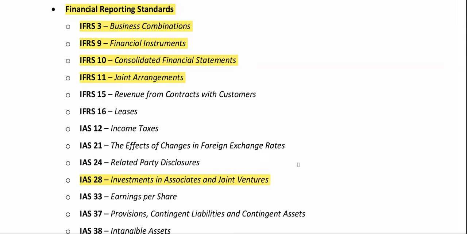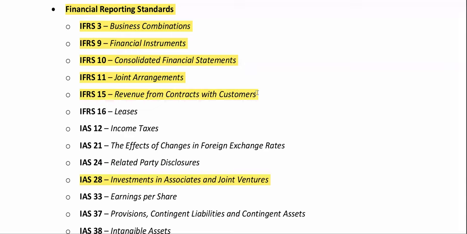IFRS 15, definitely a standard that would be tested in one of the 6 papers or one of the 6 variants. So it's something that we've seen in the past, and candidates should be aware of the 5-step process to recognizing revenue from contracts with customers.